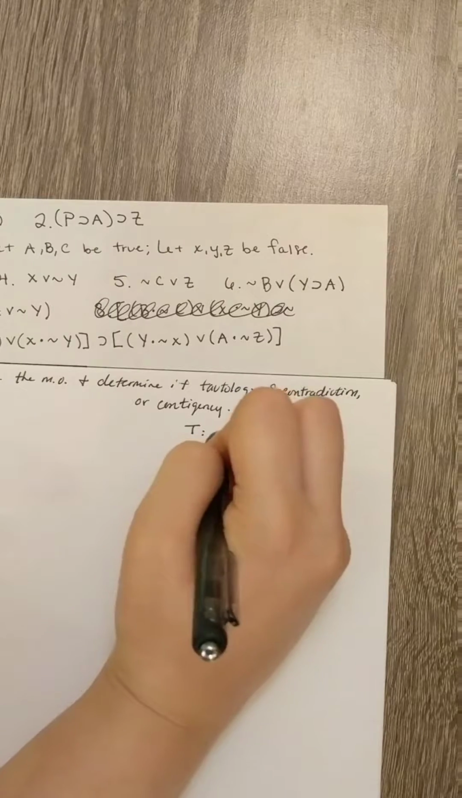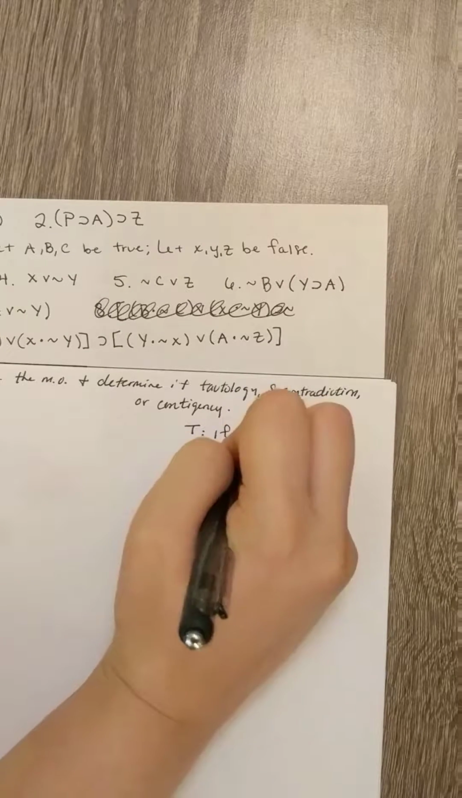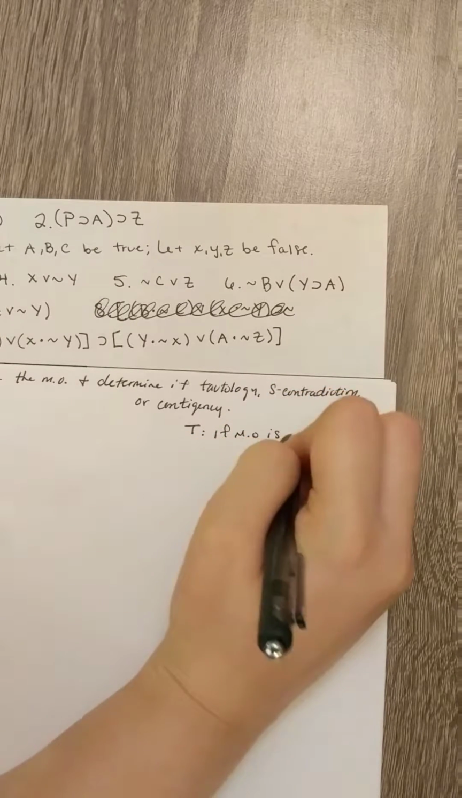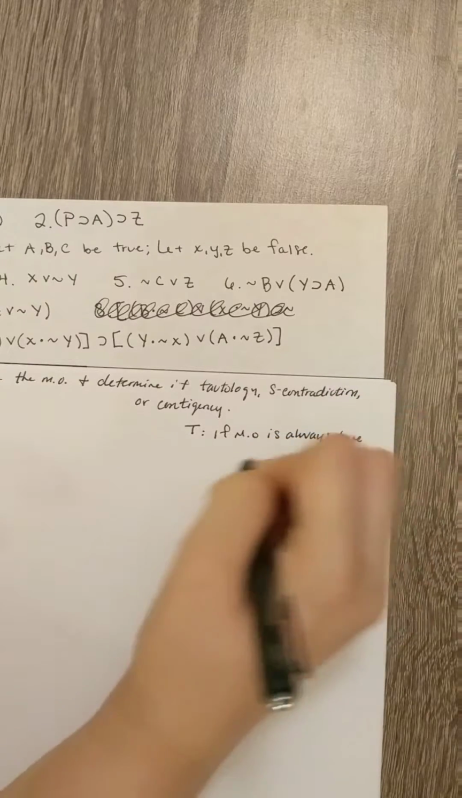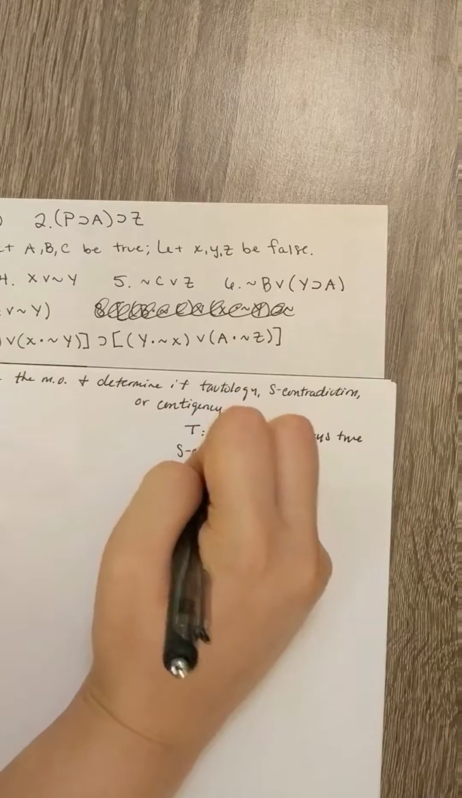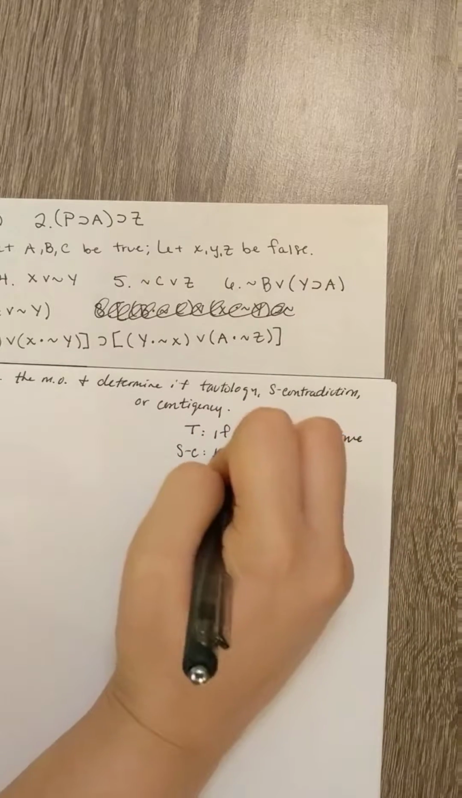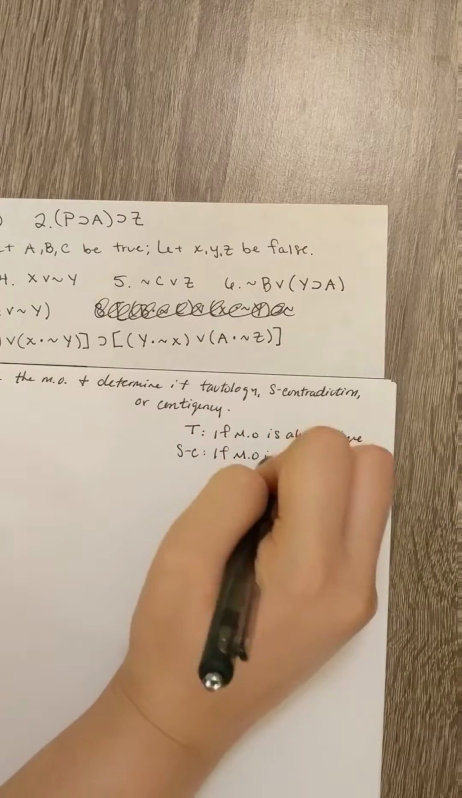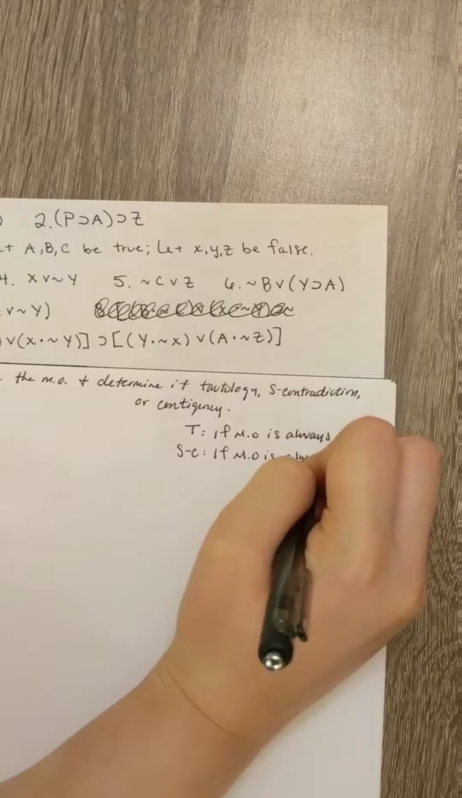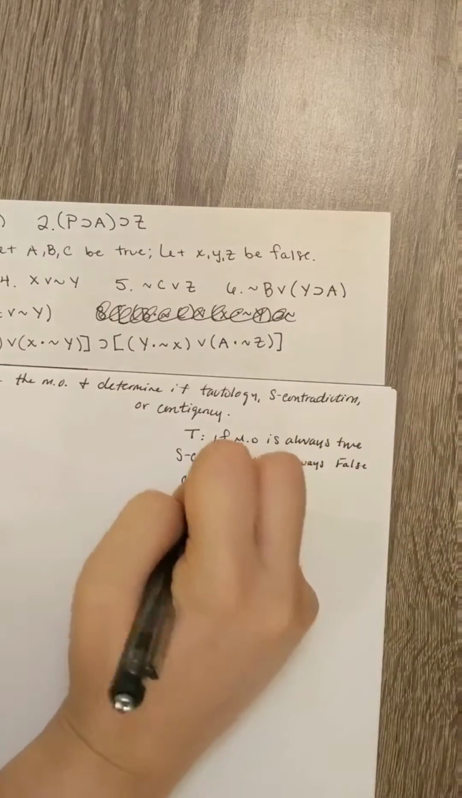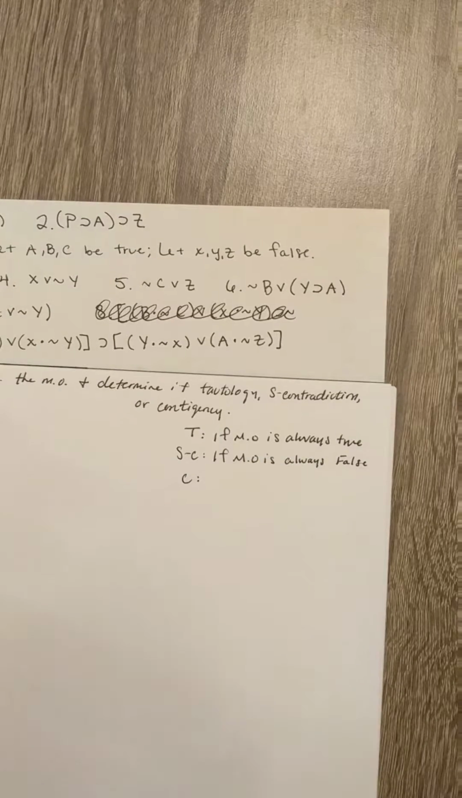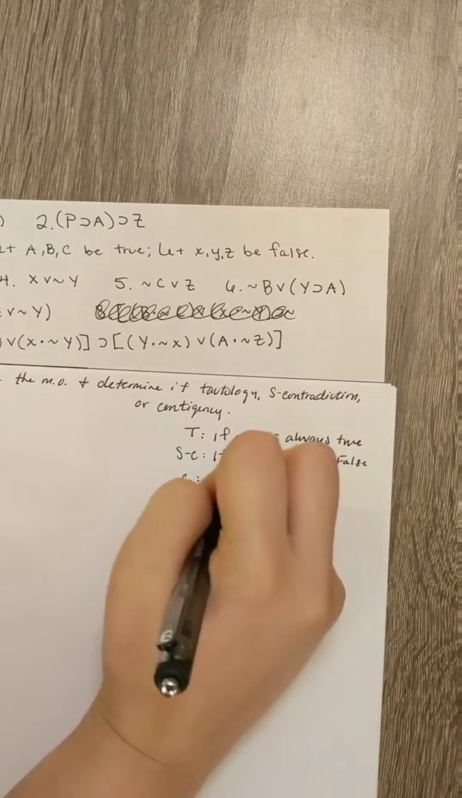So the tautology is if the MO is always true. The self-contradiction is if the MO is always false. And then the contingency is if there is at least one of both.